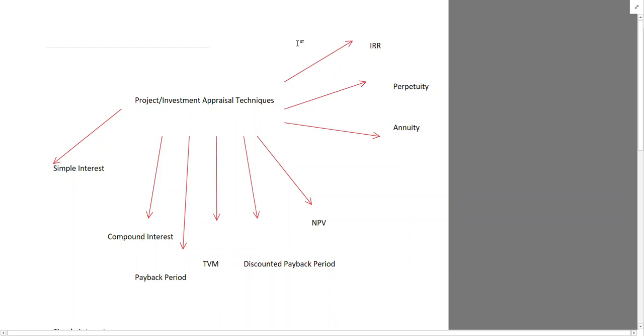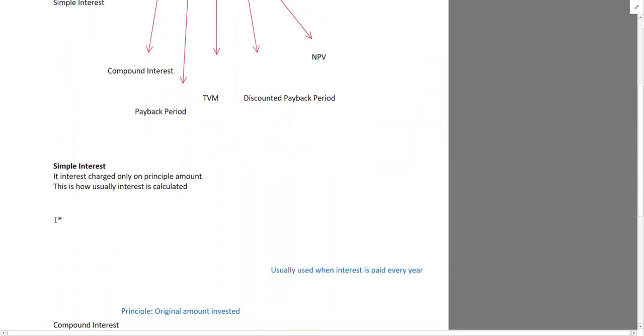Okay, so the topics that we will cover in this chapter are simple interest, compound interest, payback period, TVM, time value of money, discounted payback period, NPV, net present value, annuity, perpetuity, and IRR, internal rate of return. Okay, let's look at simple interest.